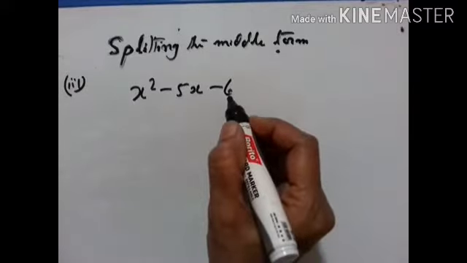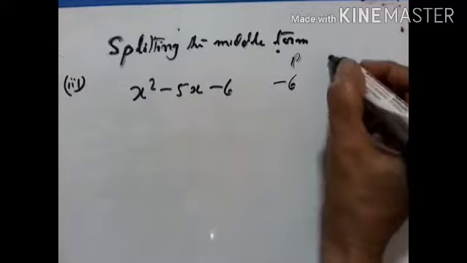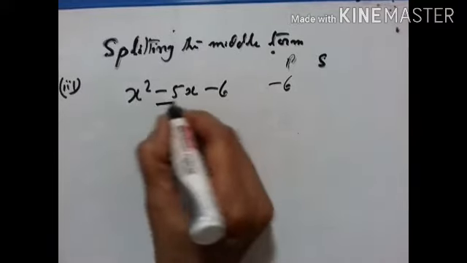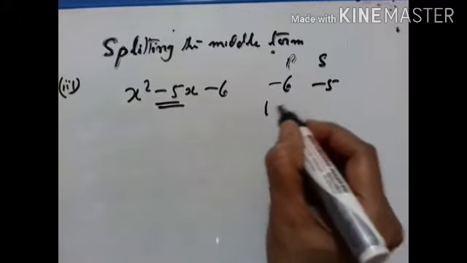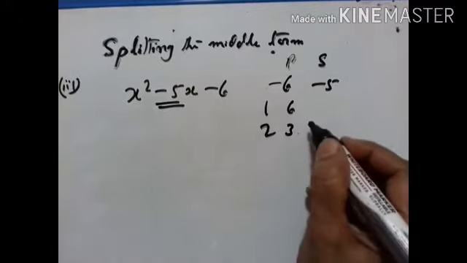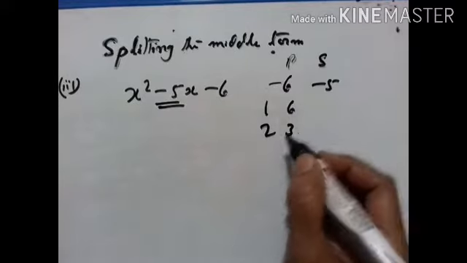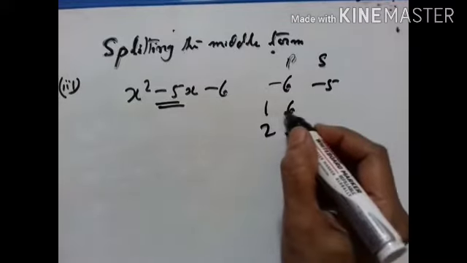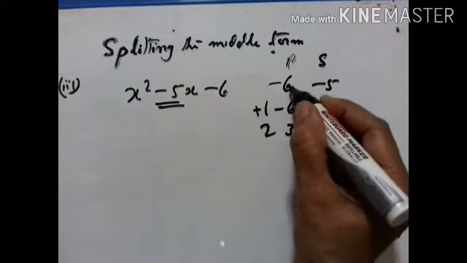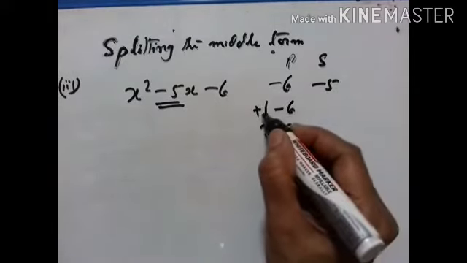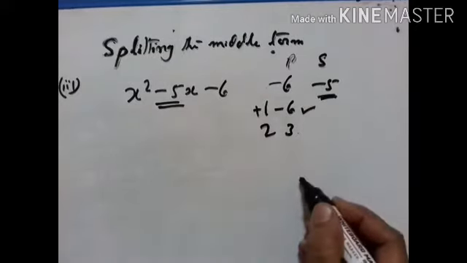Now the product is equal to what? Minus 6 into plus 1. The product is equal to minus 6 and the sum is equal to what? Sum is equal to minus 5. 6 is equal to 1 into 6, 2 into 3. In order to get minus 5, what we can do? Minus 6 plus 1. Minus 6 into plus 1 is equal to minus 6. Minus 6 plus 1 is equal to minus 5. So we can take this.